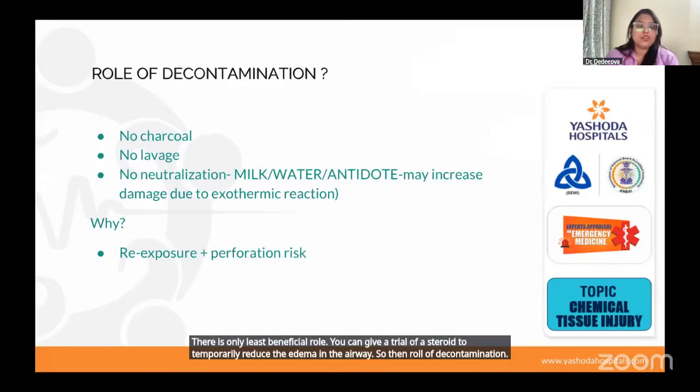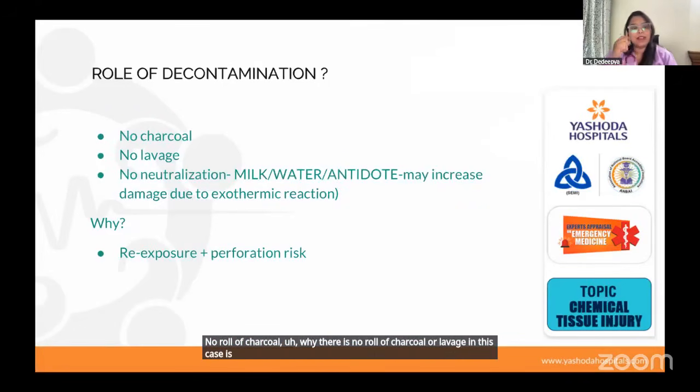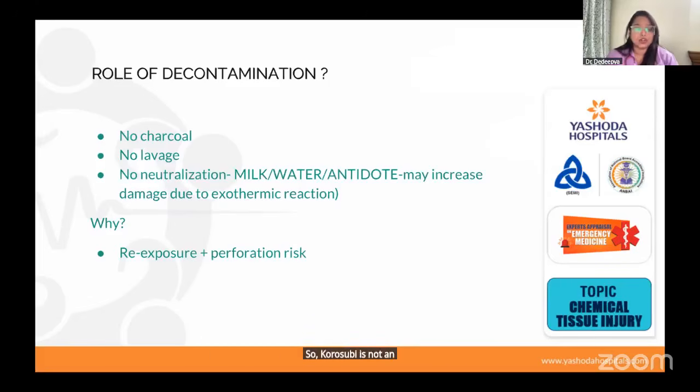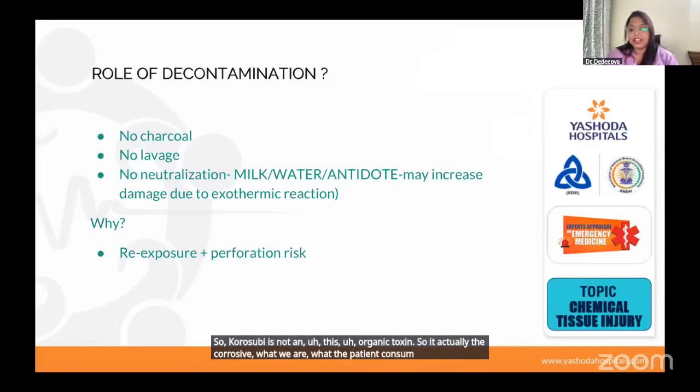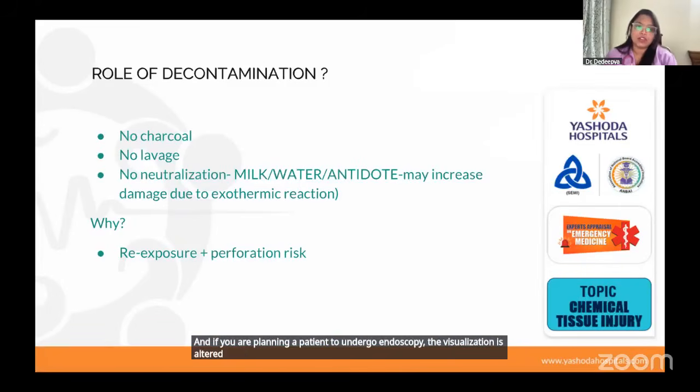So no role of charcoal. Why is there no role of charcoal or lavage in this case? Charcoal usually binds to organic toxins. Corrosive is not an organic toxin. The corrosive the patient consumes will act directly and immediately, within seconds and minutes. So there is no role of charcoal. Also, there is a high chance of aspiration. And if you are planning for the patient to undergo endoscopy, the visualization is altered if you give charcoal lavage.